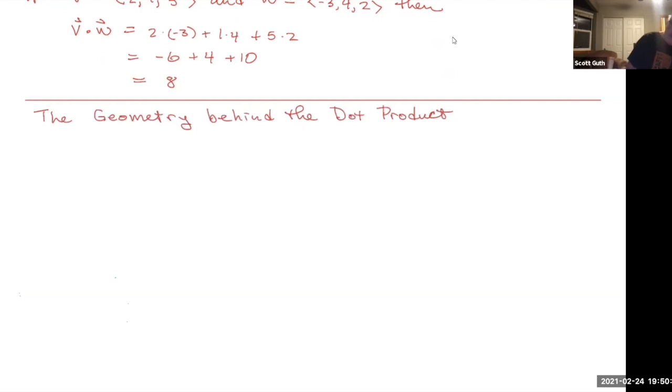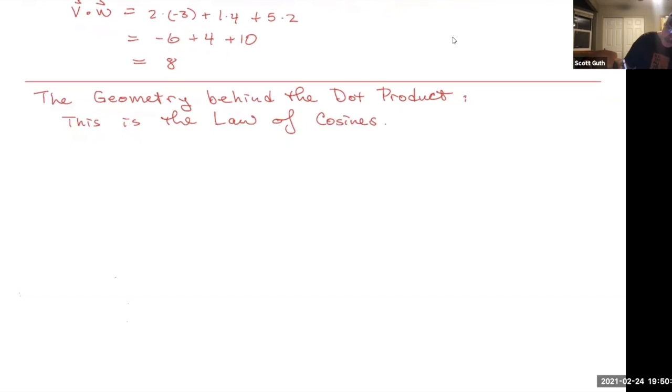Okay, so we're going to just say very simply that this is the law of cosines. So first off, let's just draw a triangle. And remember what the law of cosines is, this from trig. Okay, so let's have this be A, let's have this be B and C over here. And then this angle, I'll just call theta.